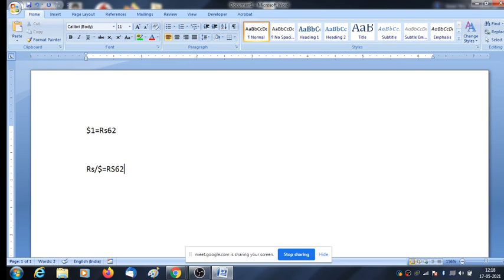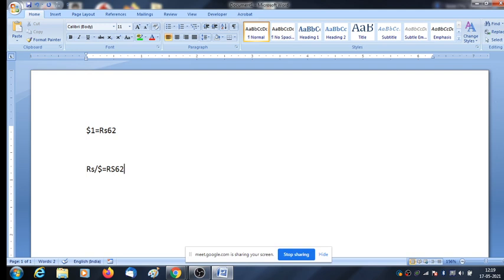Now, the basic thing is that the currency that remains in the denominator is the currency in which the term is expressed. Here dollar 1 equals 62, and if I say rupees divided by dollar, rupees per dollar equal to 62, it means the same. In terms of dollar, I am expressing the rupees. Got it? Tell me whether you have understood this or not. Yes, sir.